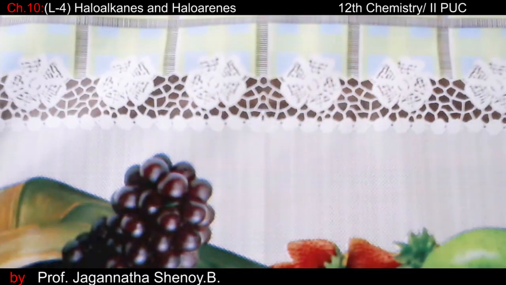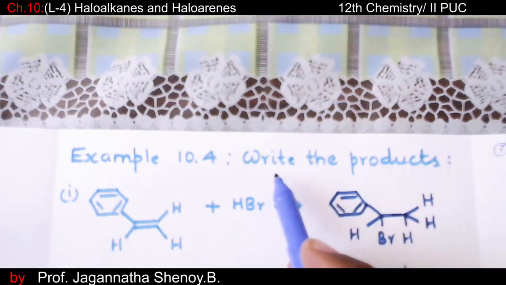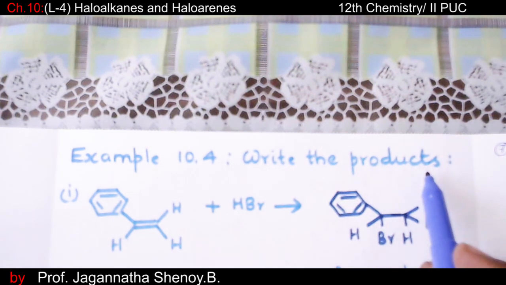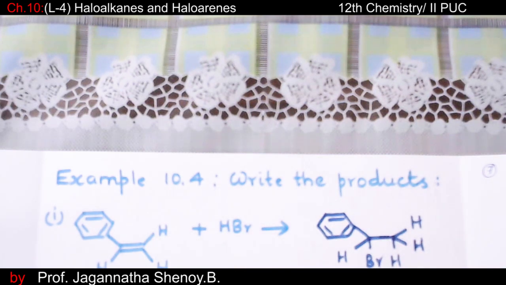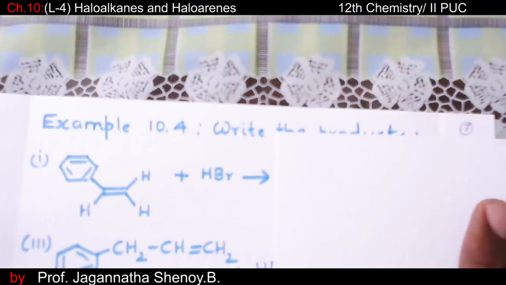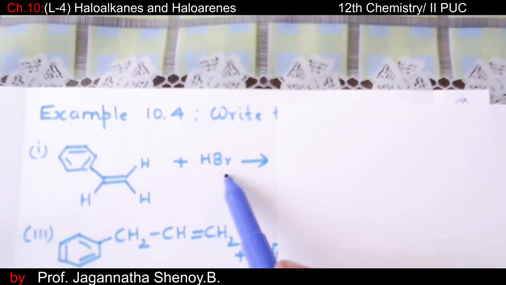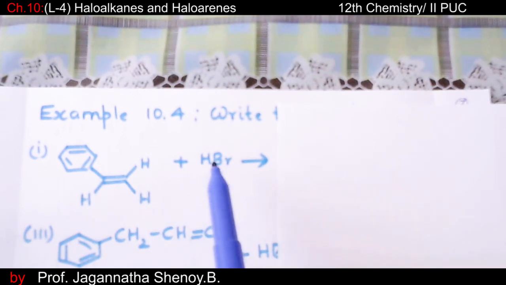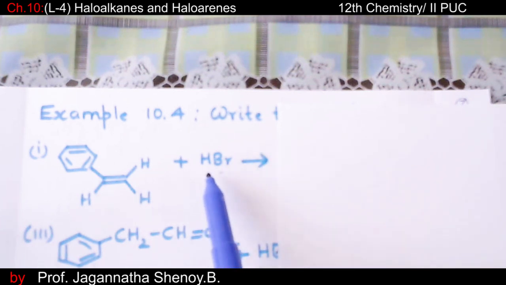Let us consider example 10.4 in the NCERT textbook. You have to write the products. See, what they have done here is they have given the reaction, you have to guess the product. Right? So, alkene is given and you need to add HBr. So, what way does addition take place? According to Markovnikov's rule. Remember, if they give peroxide here, addition should take place according to anti-Markovnikov's rule. Peroxide is not mentioned, so addition should take place according to Markovnikov's rule.